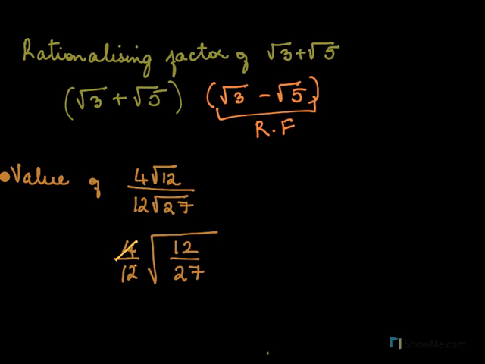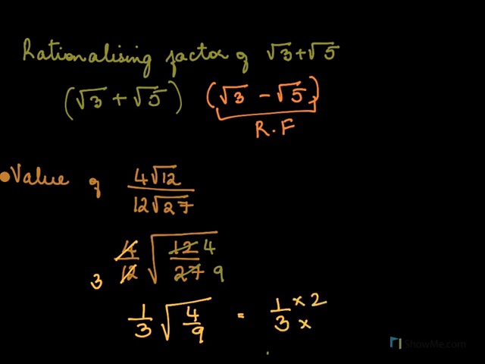Let's cancel out. This is 3 here. And inside the bracket I can cancel this by 3. 4s are 9s are. So what remains now is 1 by 3 under root of 4 by 9, which is 1 by 3. Under root of 4 is 2, under root of 9 is 3. So the answer comes 2 over 9.